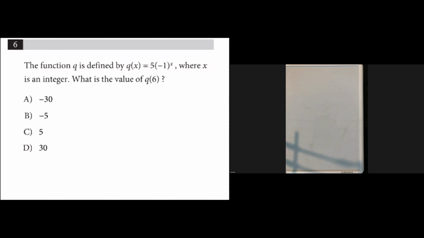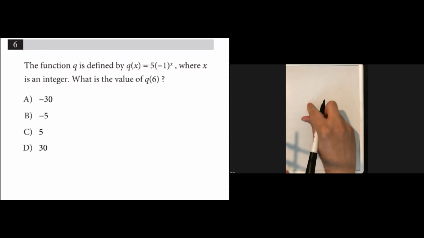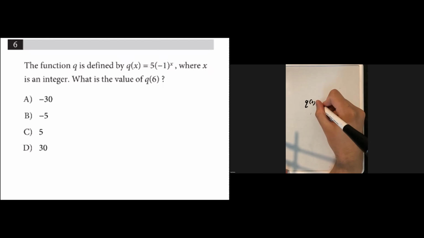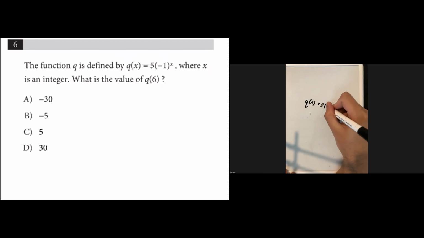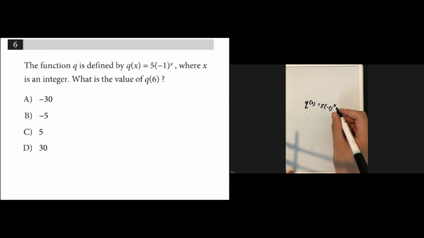All right, so this one we're given a function q. So we have q of x equals 5 times -1 to the x power. And it's asking, x is an integer, what is the value of q of 6? So we would have to plug in x to 6.